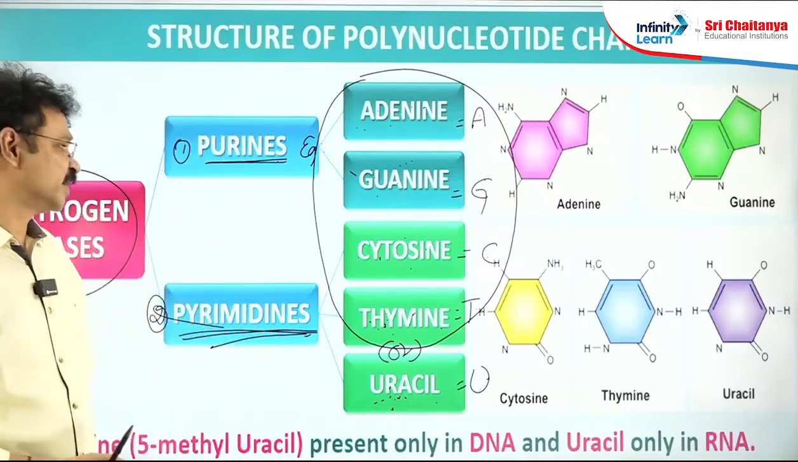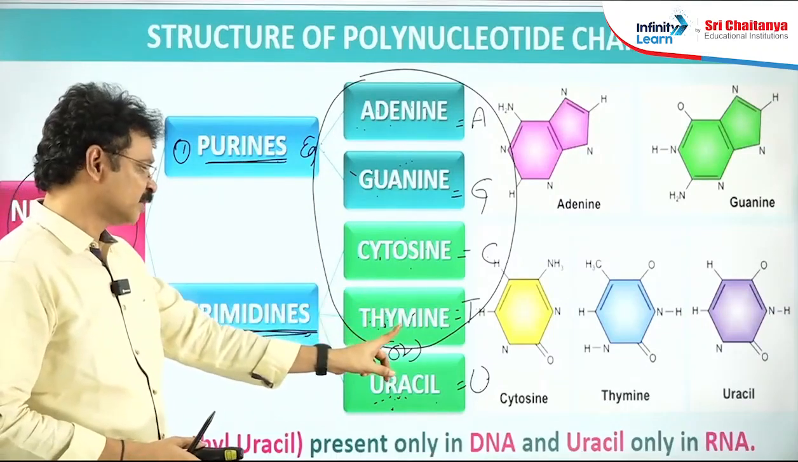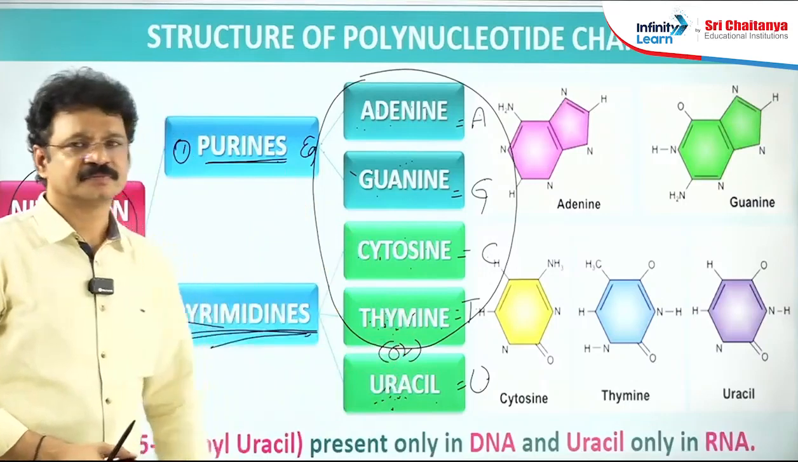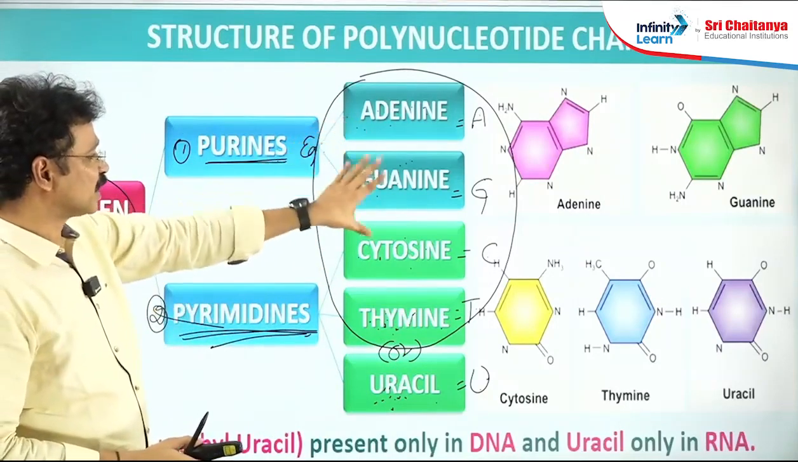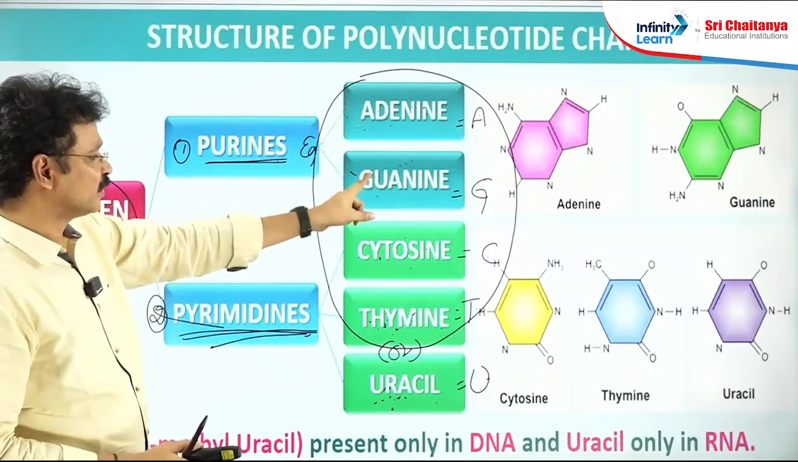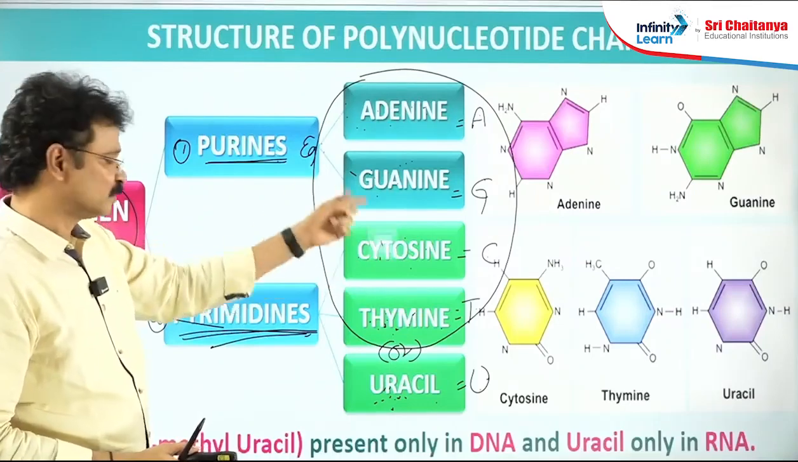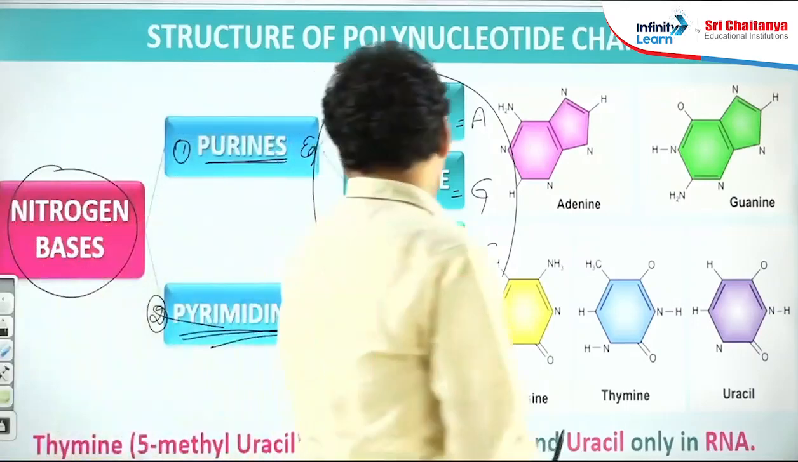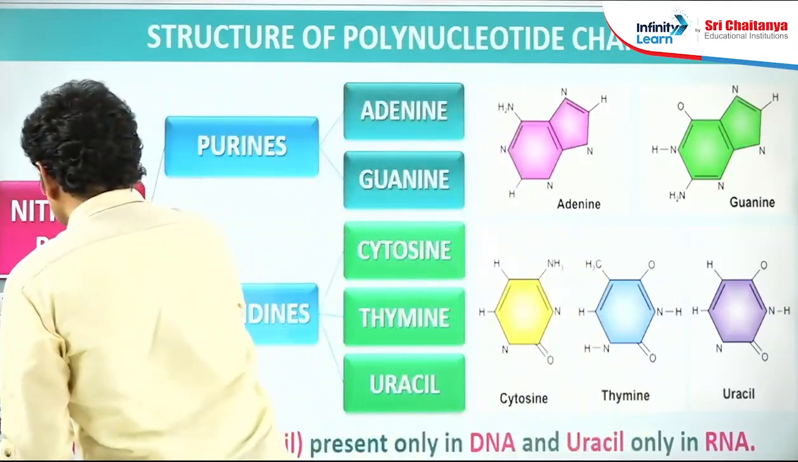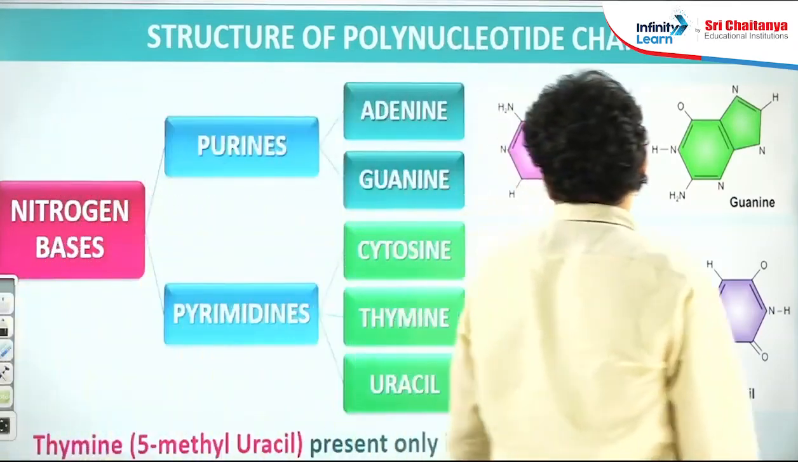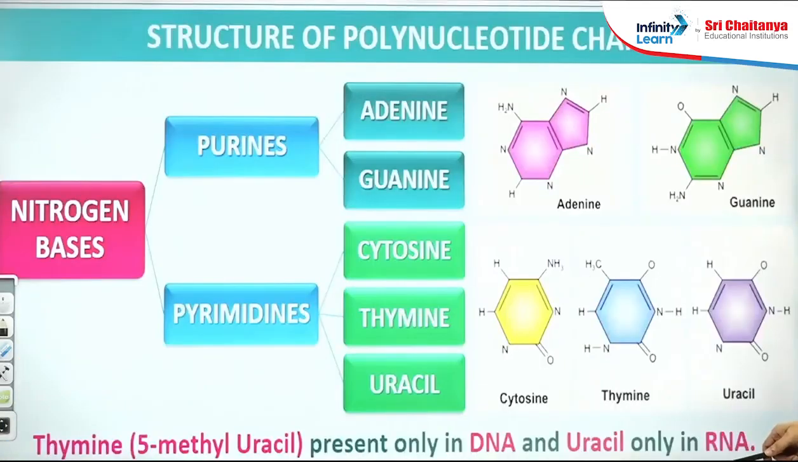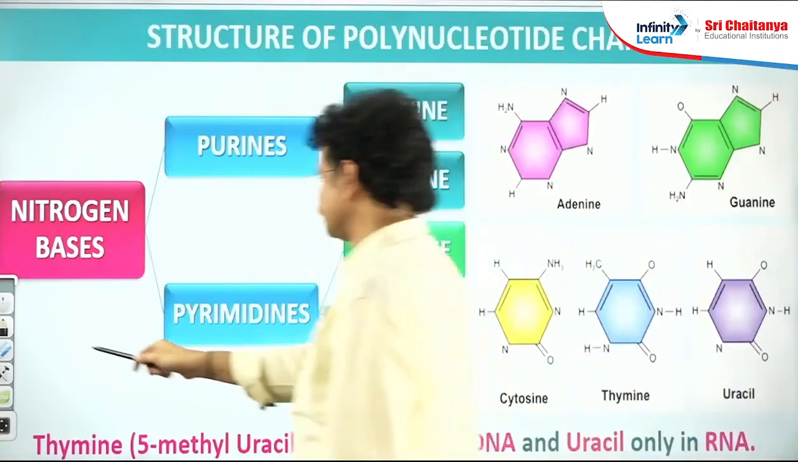The second important difference is the type of pyrimidine. Thymine is found in DNA only, uracil is found in RNA only. Remaining 3 types of nitrogen bases are common in both DNA and RNA. Adenine, guanine, cytosine are commonly found in both DNA molecules and RNA molecules. And another important aspect, observe here the chemical structures of purines and pyrimidines.